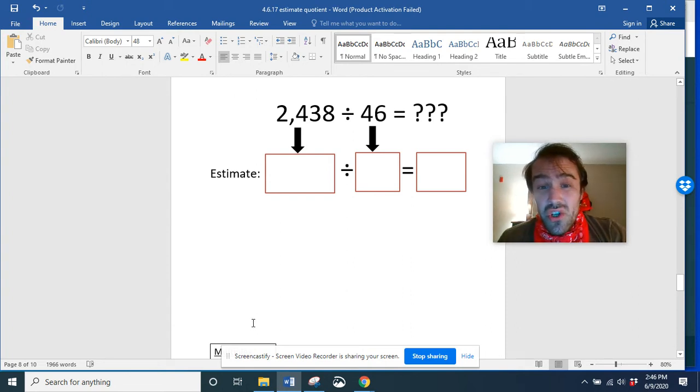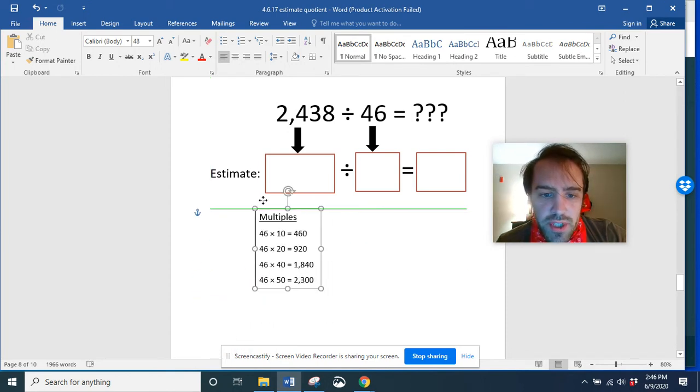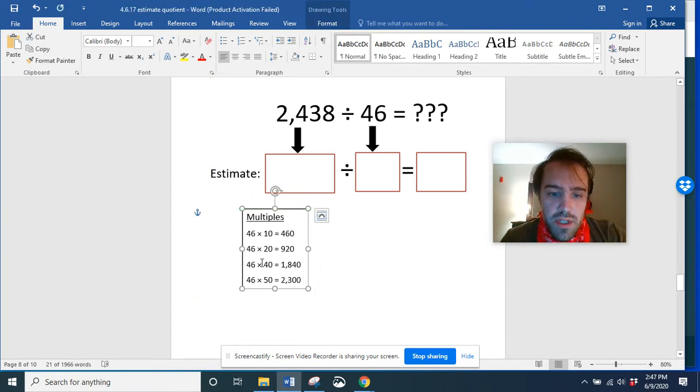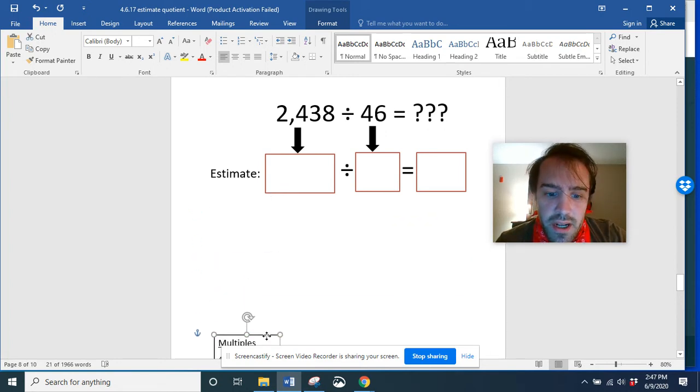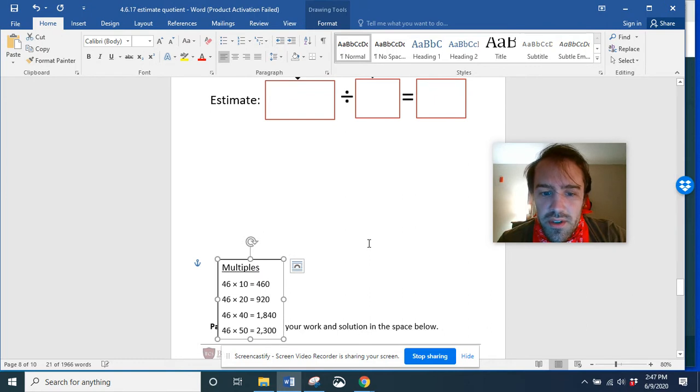Now, yesterday you learned that the first thing you should do when you're solving big division problems like this is make a list of the multiples, which I've done right here. 46 times 10, 20, 40, and 50. And you can actually see if you've already done this work or if you look at these numbers, this can actually help you estimate too, because look, 46 times 50 is 2,300. The number we're trying to get to here is 2,438. That's pretty close to 2,300, right? So our answer is probably going to be pretty close to 50, which means our estimate's probably going to be pretty close to 50 too, right? But I'm going to put that back down here because there's other ways that you can estimate that I want you to see.